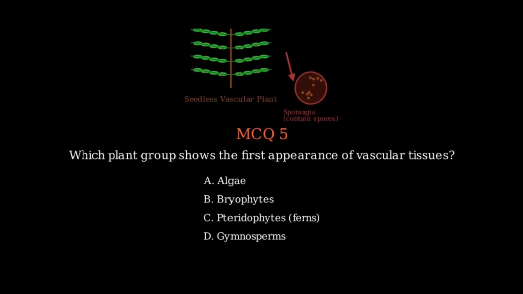Which plant group shows the first appearance of vascular tissues? Option A, algae. Option B, bryophytes. Option C, pteridophytes, ferns. Option D, gymnosperms. Let's analyze this evolutionary question.